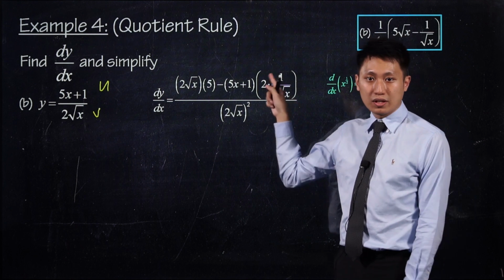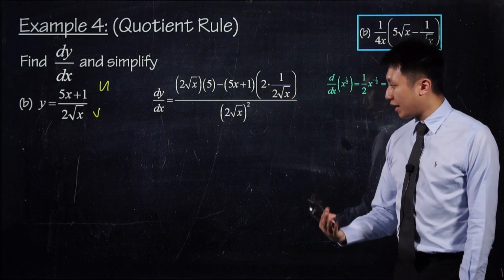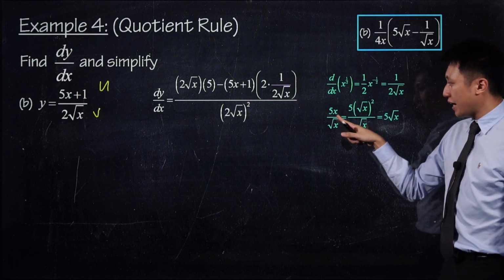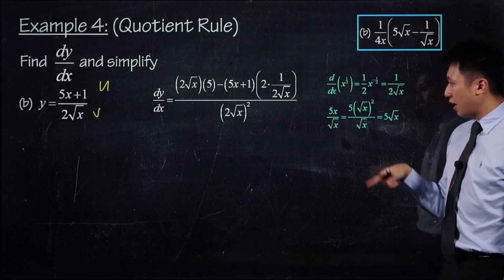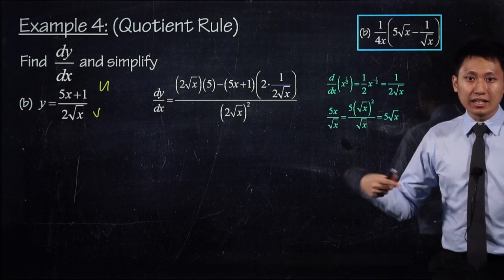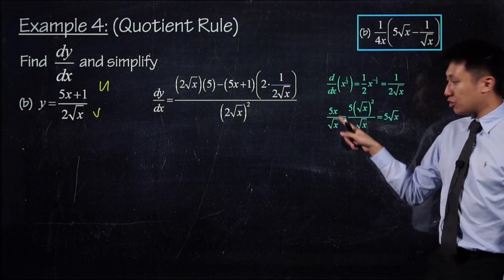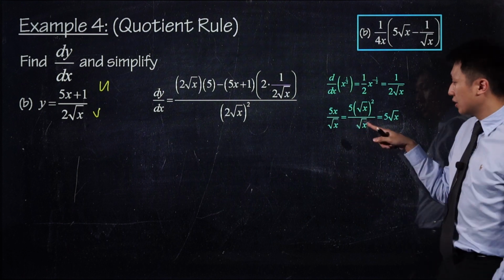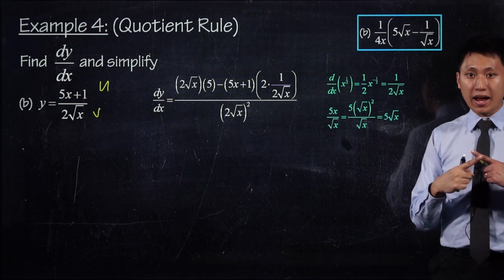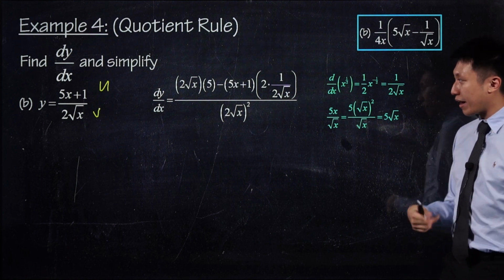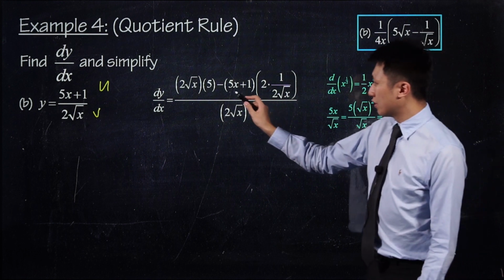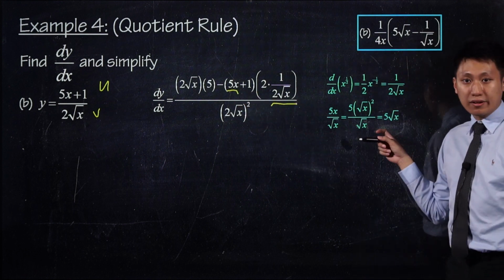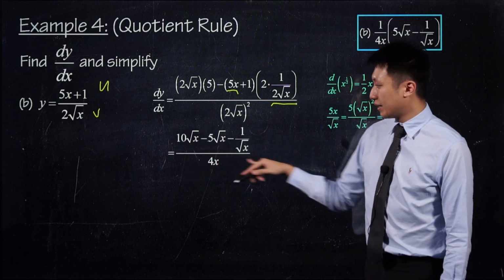You might need some time to get used to it. Next, this is the simplification here: 5x over square root x. What is this? x over square root x is equal to what? Because x is square root x, the whole thing squared, so square root x can cancel with x. That gives you square root x only. I'm referring to this one multiplied by this one.